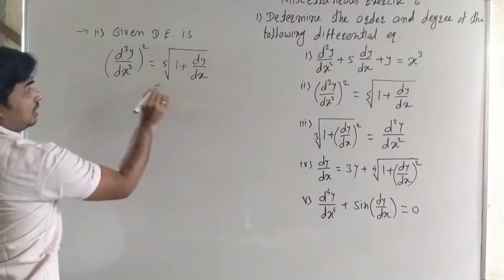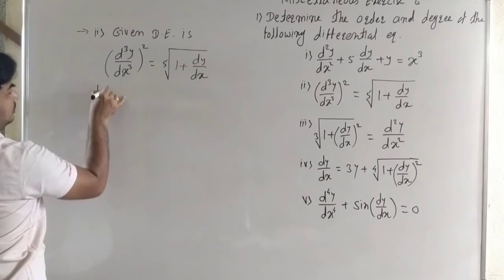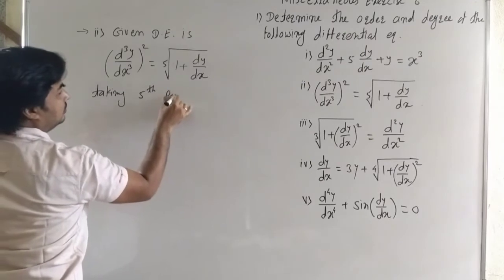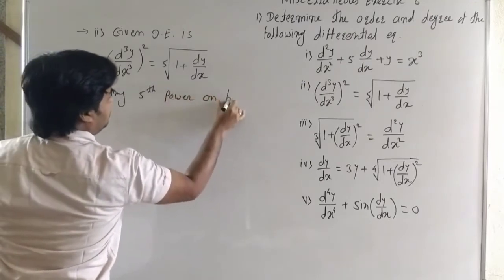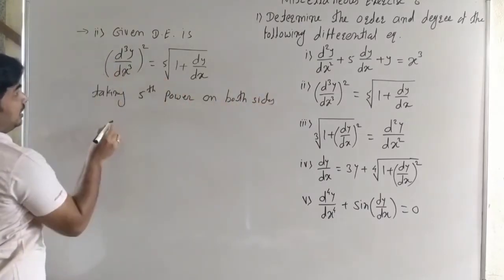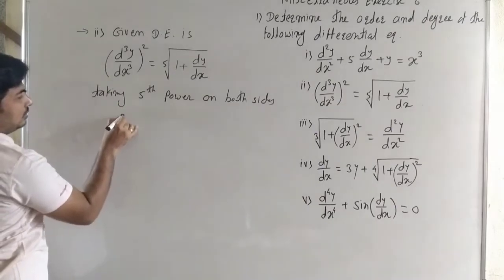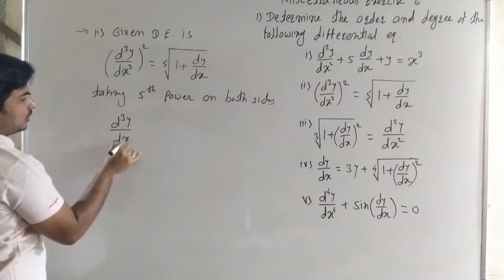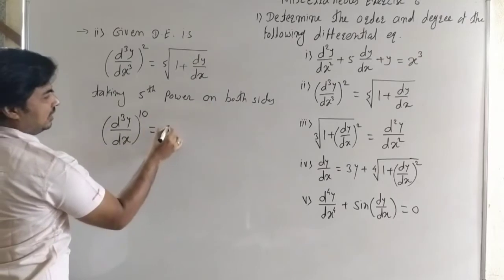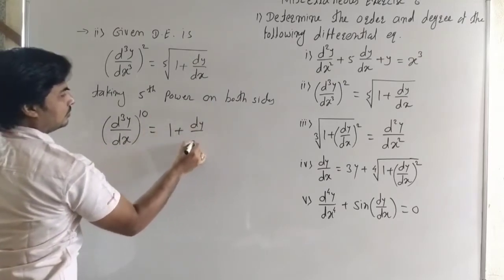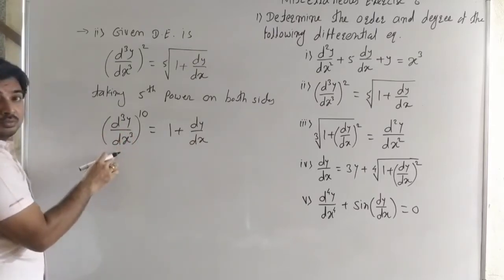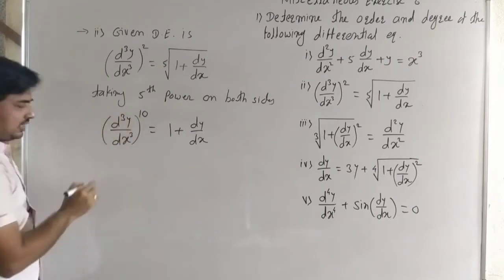That means taking the fifth power on both sides, we get, see carefully, d3y by dx3 whole to the power 2 and to the power 5, that means the power is 10, and the fifth root gets cancelled. Now the order of the differential equation is 3, and the degree of the differential equation is 10.